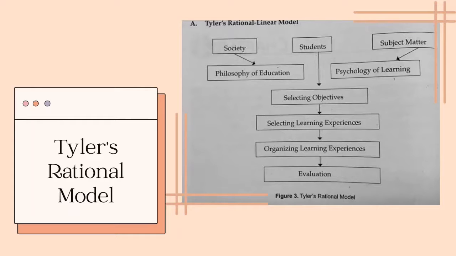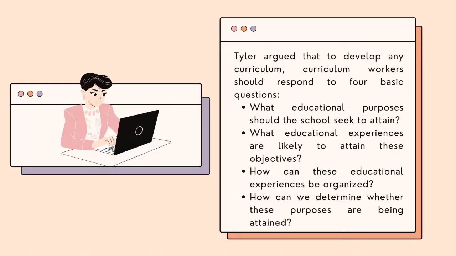Evaluation is done at the last part of this curriculum model as it is used to determine if the curriculum is successful or not. Tyler argued that to develop any curriculum, workers should respond to four basic questions. First, what educational purposes should the school seek to attain? Second, what educational experiences are likely to attain these objectives? Third, how can these educational experiences be organized? And lastly, how can we determine whether these purposes are being attained?